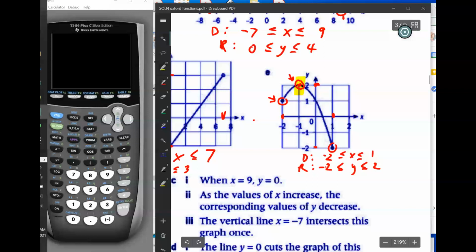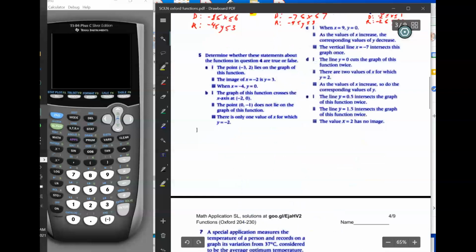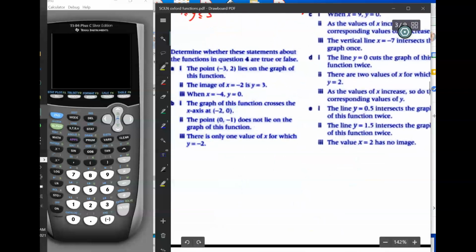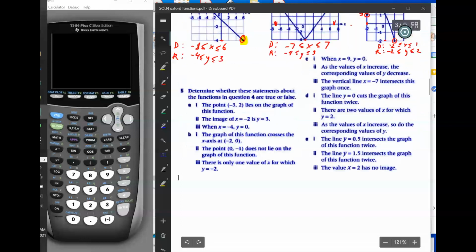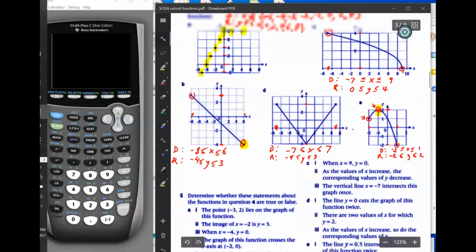Okay, so I think we can move on to the next section. Determine whether these statements about the functions in question 4 are true or false. We still need to look at question 4, so I'm going to try to put them all in here. Okay, so the first question is, A1, the point -3, 2 lies on the graph of this function.